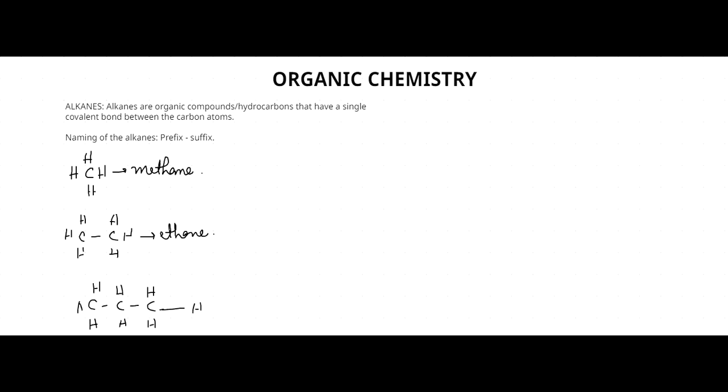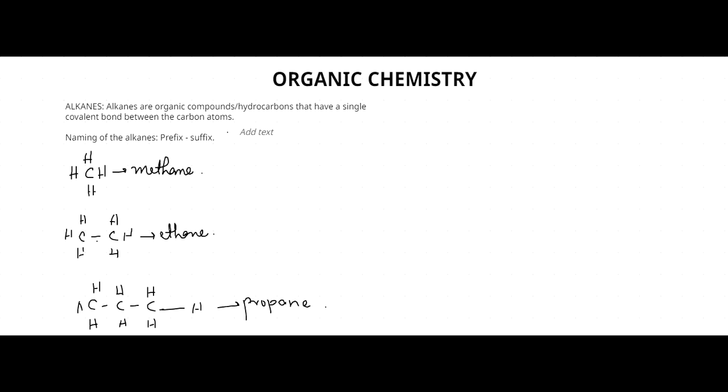Now, one thing we had discussed previously as well is that between the carbon atoms, we only have one single bond. When I say single bond, what do we mean by single covalent bond? By single covalent bond, I mean that the carbon atoms are sharing one pair of electrons, right? That's what we mean by a single covalent bond. So in alkanes, between the carbon atoms, we have a single covalent bond.